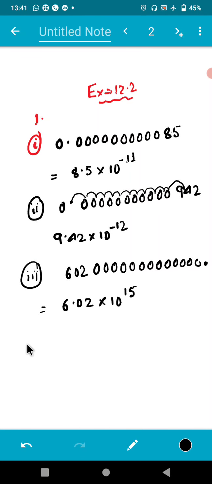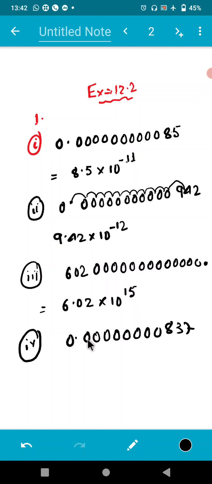Okay. So in the same way we will do question number 4. Sum number 4 is what? 0 point, how many zeros are there? 1, 2, 3, 4, 5, 6, 7, 8. 8 zeros are there, and then 8, 3, 7. Now up till here it is 8 and we have to bring the decimal up till here. That means 9 numbers we have to shift. So your required answer would be 8.37 into 10 to the power minus 9. This is a smaller number. Fine. So when you are converting a smaller number, the power would be negative. Okay. So the last sum, I believe everyone can do it by yourself.